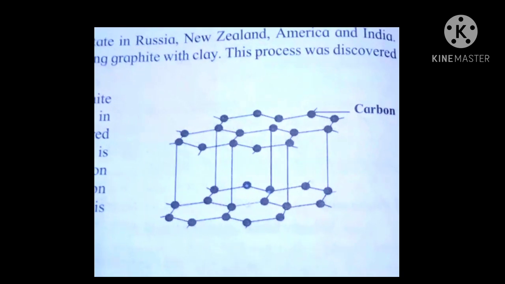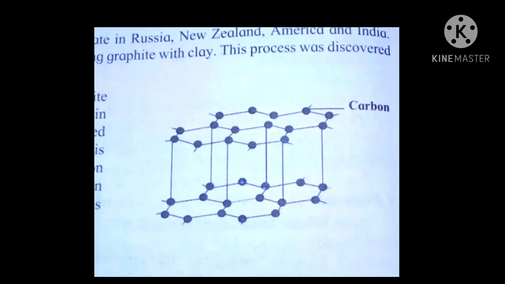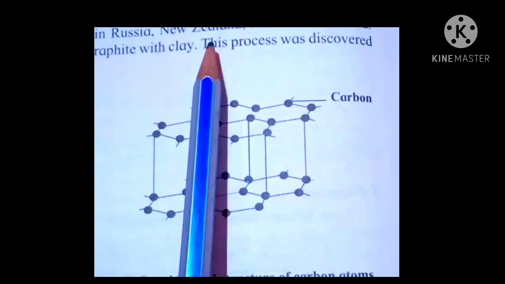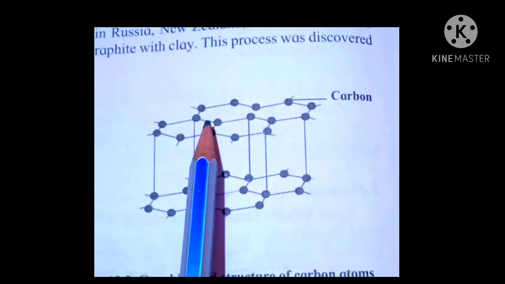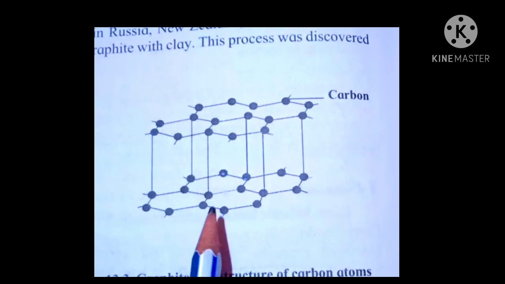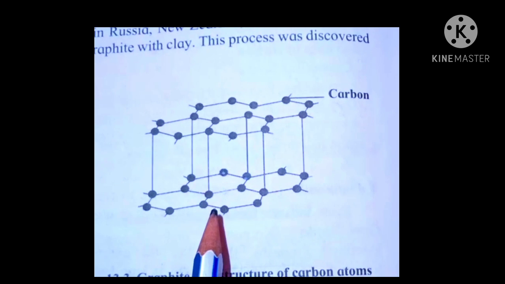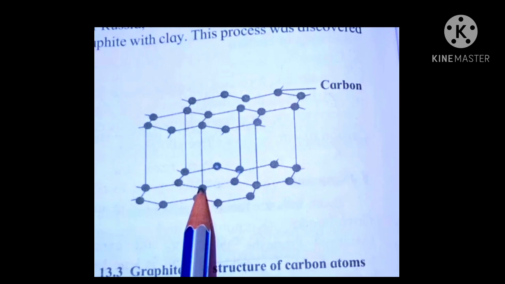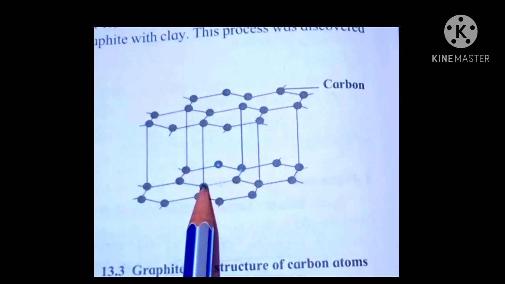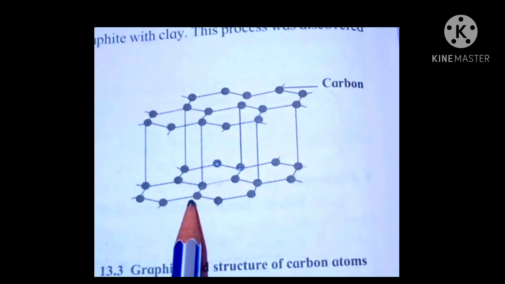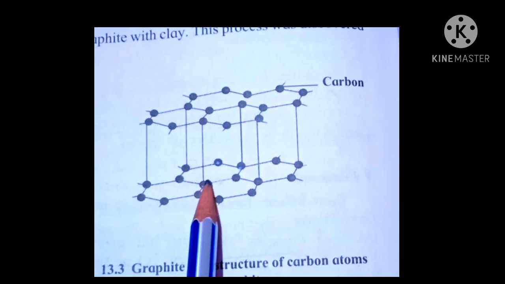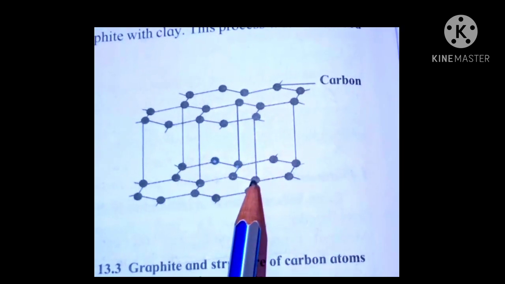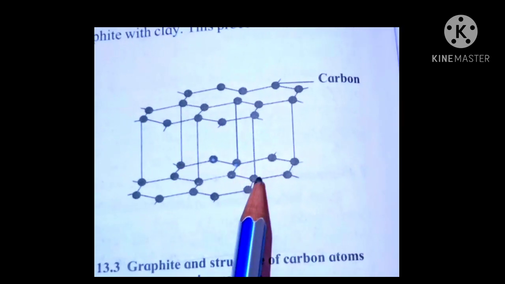Now students, let's see the structure of carbon atoms in graphite. In graphite, every carbon atom is bonded to 3 neighboring atoms. See, suppose this is a central carbon. This carbon is bonded to 3 other carbons: 1, 2 and 3. Similarly, we'll take one more. Suppose this one, 1, 2 and 3.